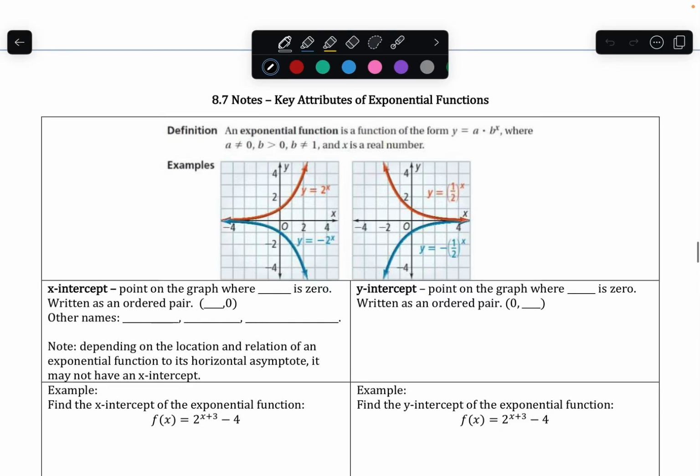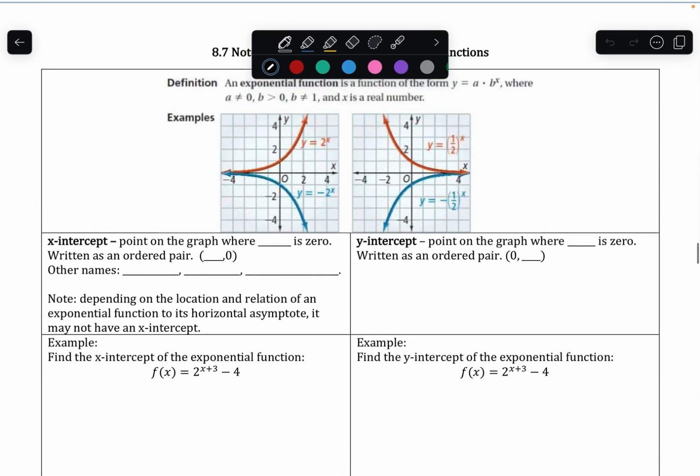All right, in this lesson, we are going to find key attributes of exponential functions. And when we talk about key attributes, we usually mean intercepts and max and min on intervals.